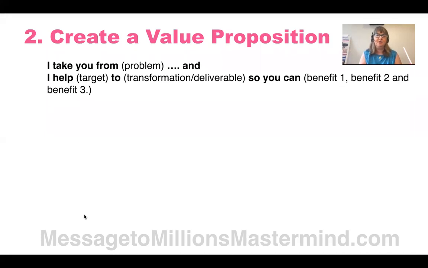Okay, so I help that target market, right? To transformation or deliverable. What is it that you give them, or what transformation will they experience? So, you know, are they going from here to there? The before and the after is an example of a transformation, and a deliverable is, you know, what are they going to get type of thing. Not the semantics of it, but the overall positioning. And I'll show you an example in a second. So you can benefit 1, benefit 2, and benefit 3. All right. So boom, boom, boom. Let's take a look at the unfolding of that.